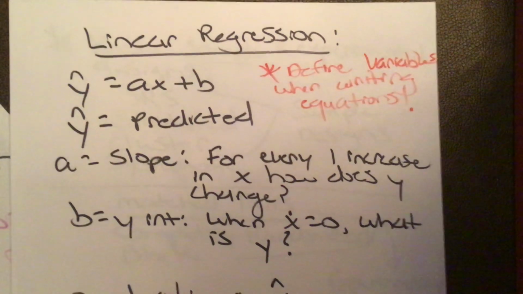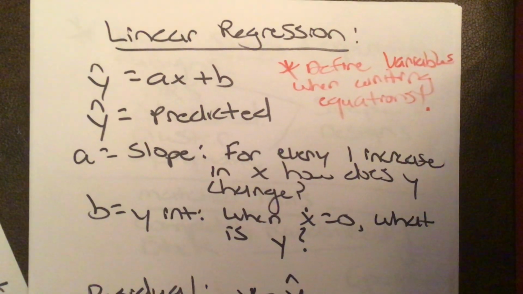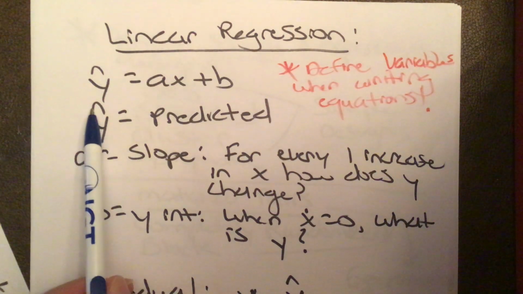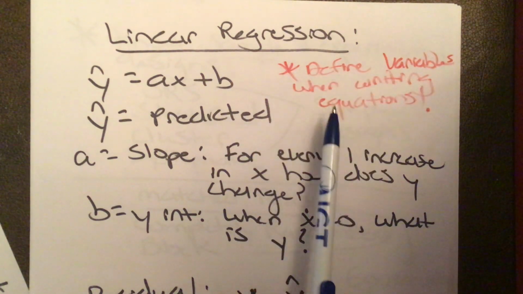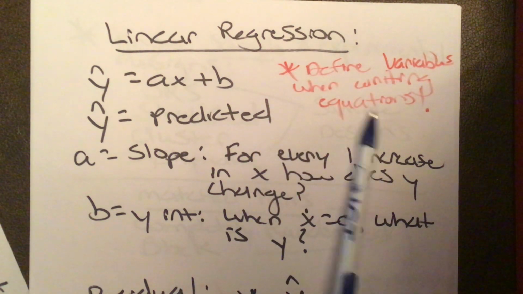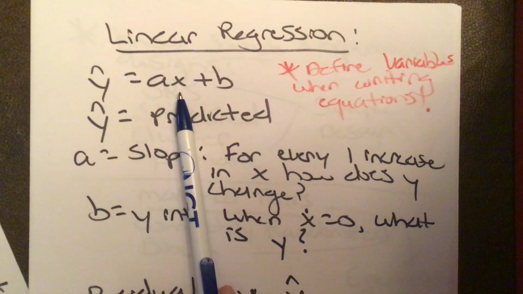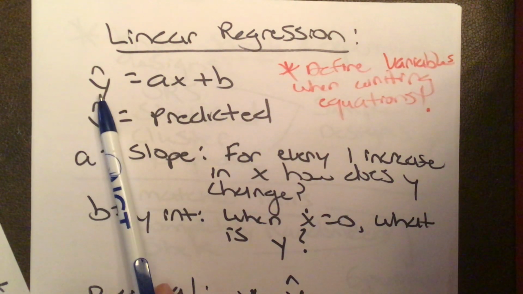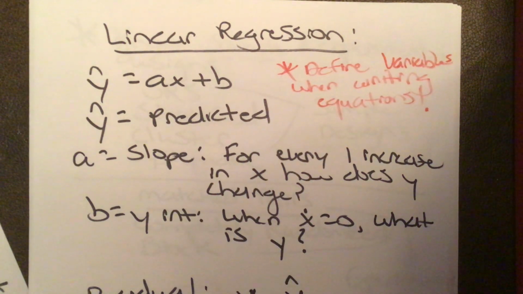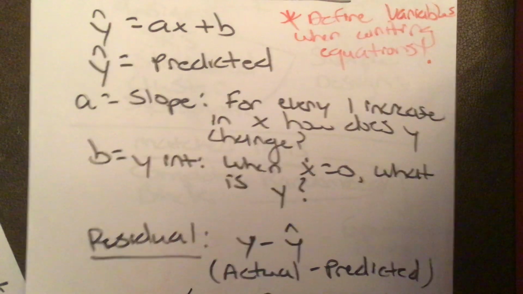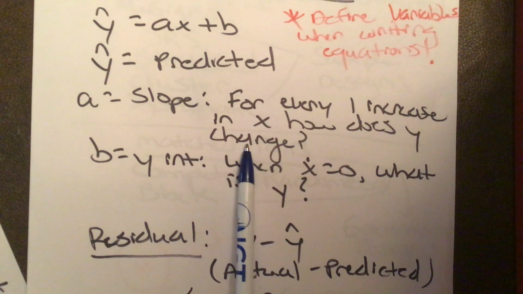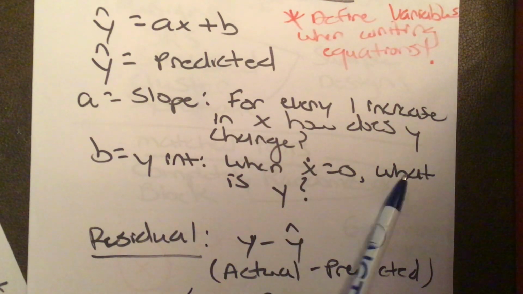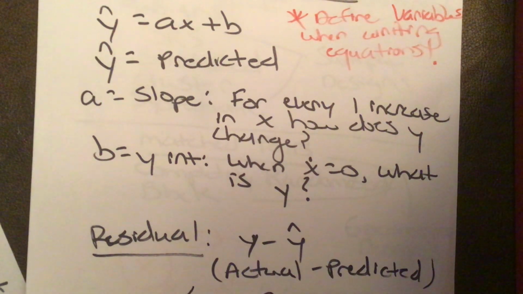Okay, let's keep going. Next, just talking briefly about linear regression. A few refreshers. If you write an equation, put that little hat over the y, and that means predicted. Make sure you define variables when writing equations. What does that mean? You say x is height, and y hat is predicted weight. So in addition to writing the equation, define variables. The slope: for every one increase in x, how does y change? And the y-intercept is, when x is 0, what is y? So if you're asked to interpret those, just a reminder.